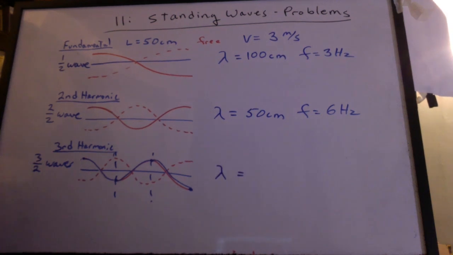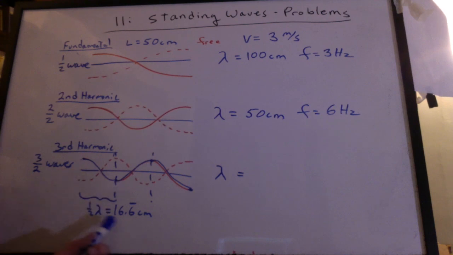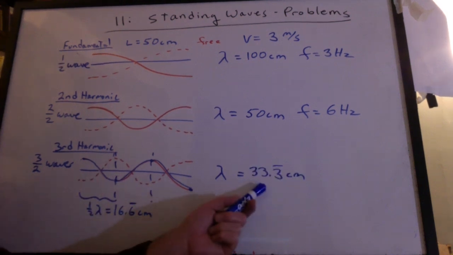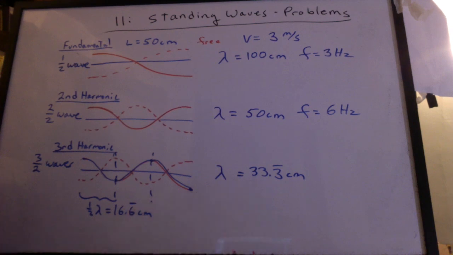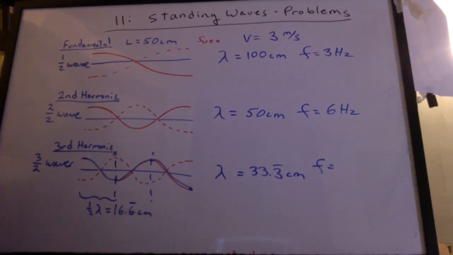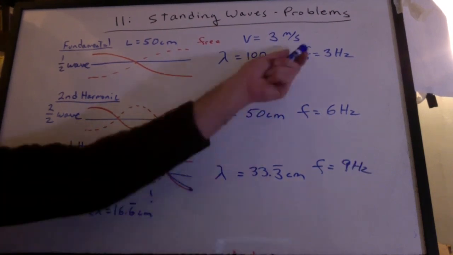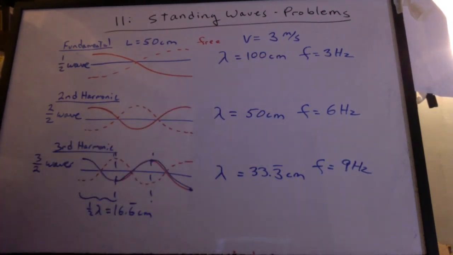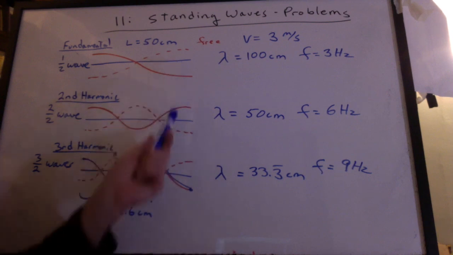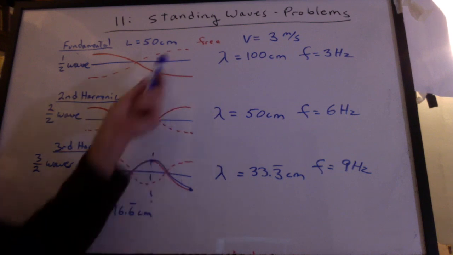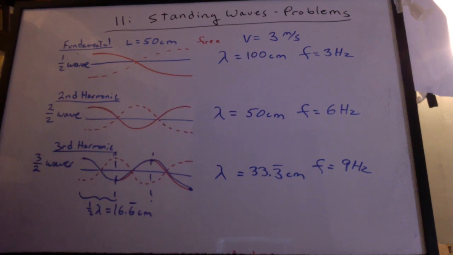Calculating the wavelength. 1/2 of the wave is going to be 16.6 repeating centimeters. It's 1/3 of the length. So the wavelength must be twice that at 33 1/3 centimeters. We've cut the wavelength to 1/3, so we're going to triple the frequency. And remember, the velocity is based on the medium. That hasn't changed. It's the same velocity all the way down.